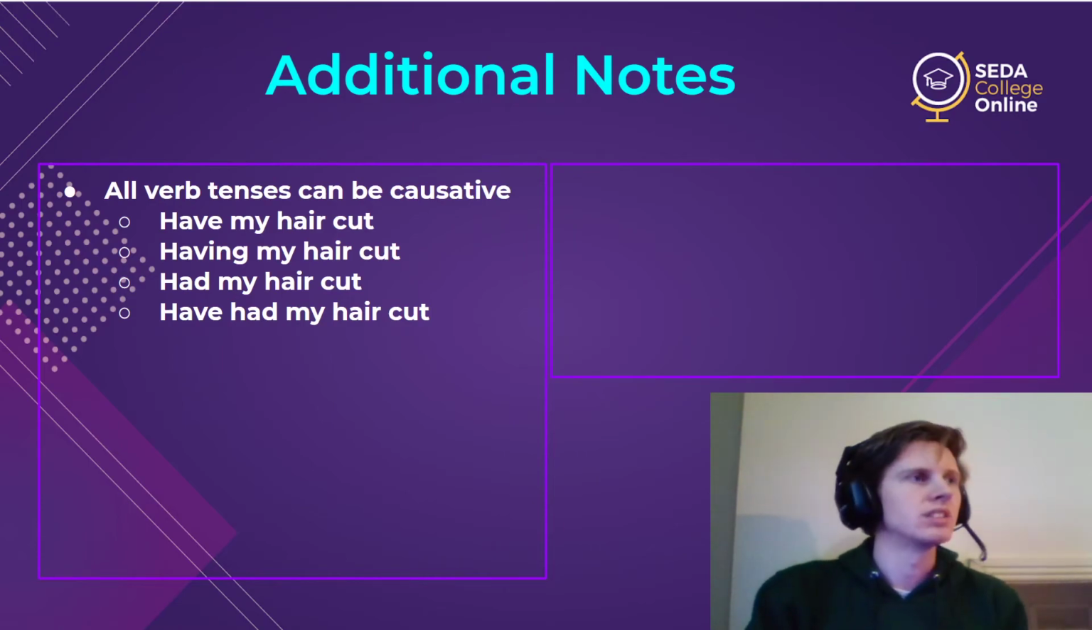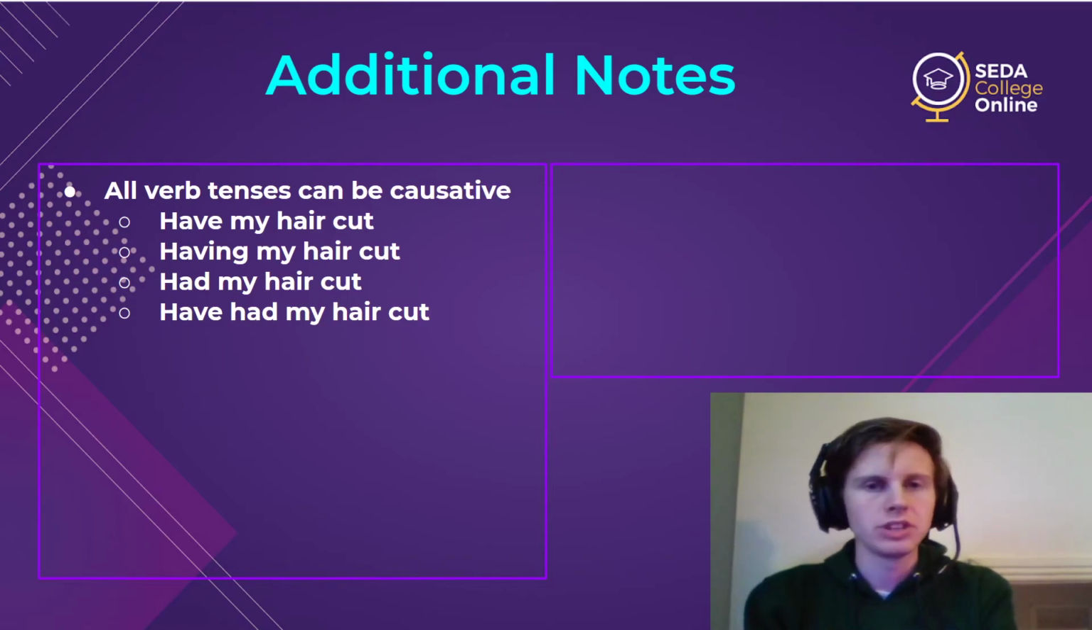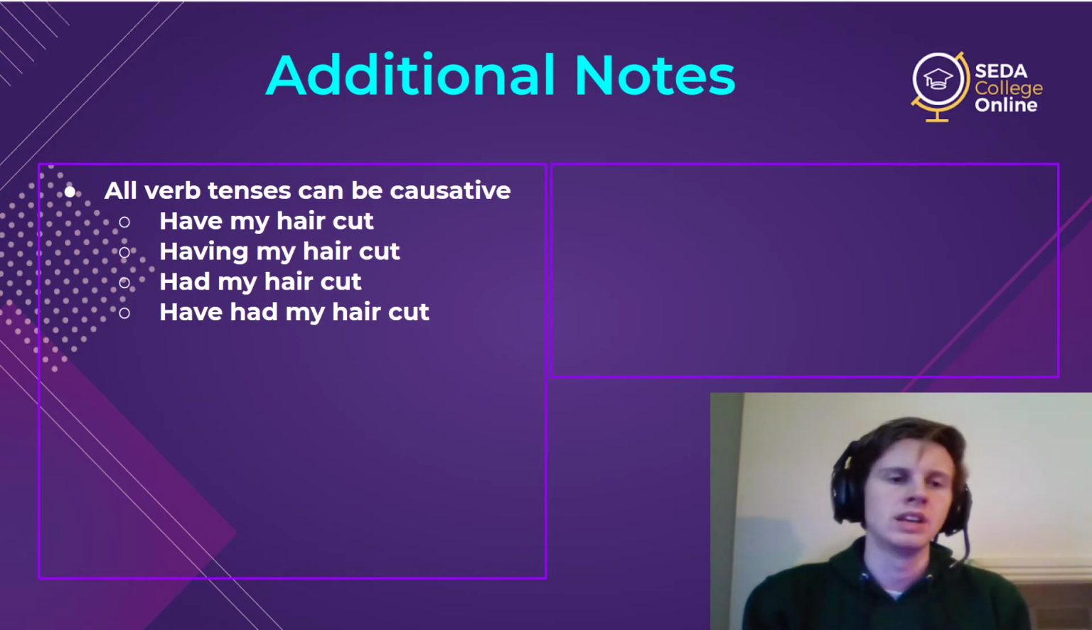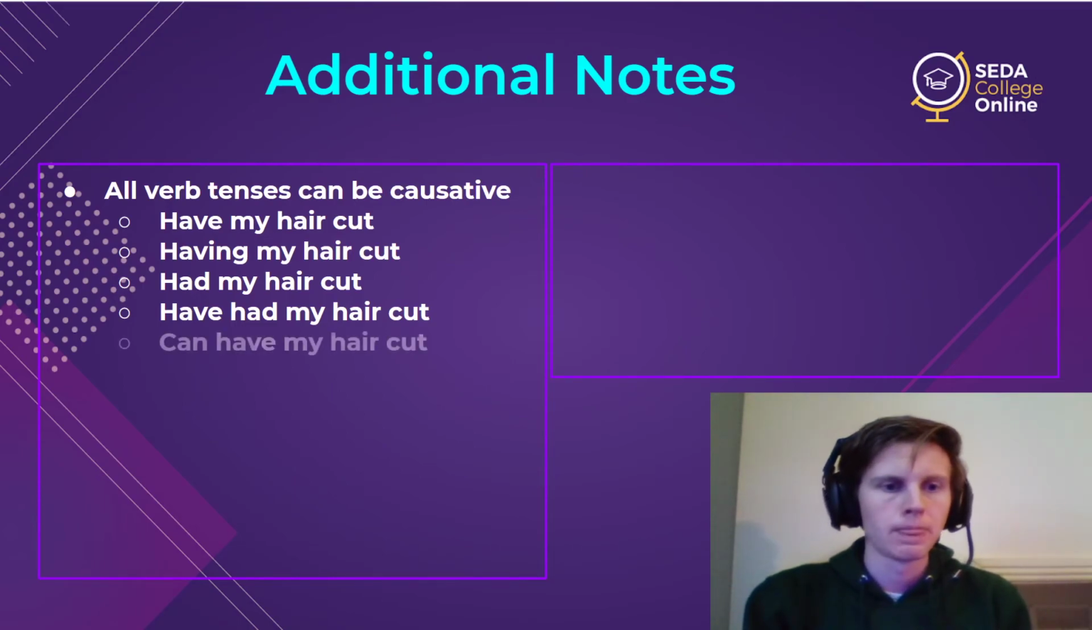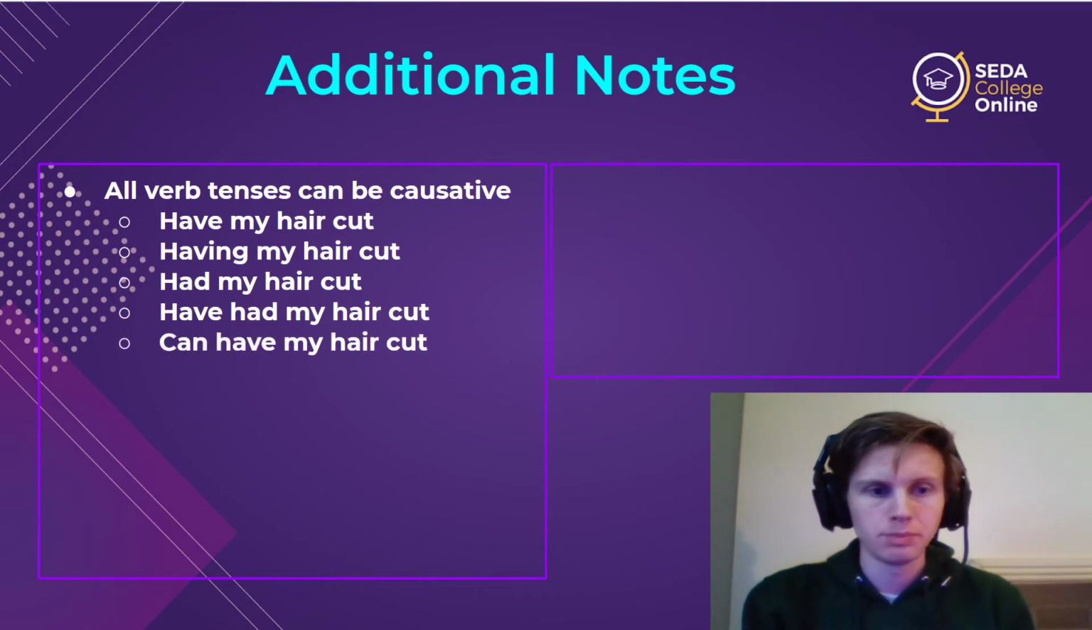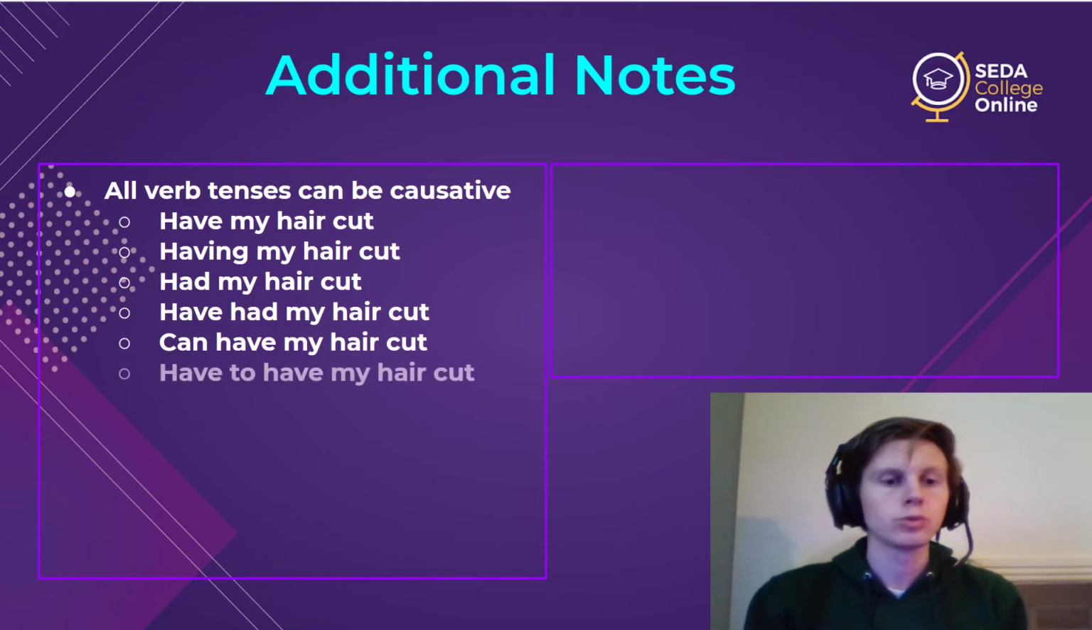So maybe someone asks, have you used this salon before? Yeah, I've had my hair cut here before. It's a great salon. And so we're using a present perfect. Or you can use it with modal verbs. I can have my hair cut now. I got paid. Woo, I have more money. I can go to the salon. Or you can use it as an obligation.